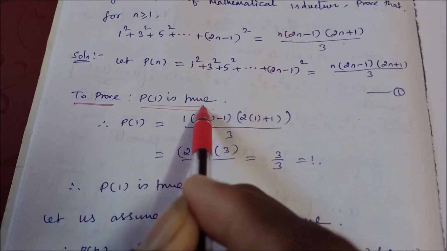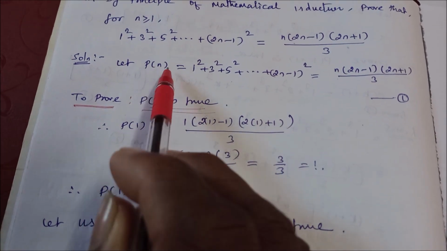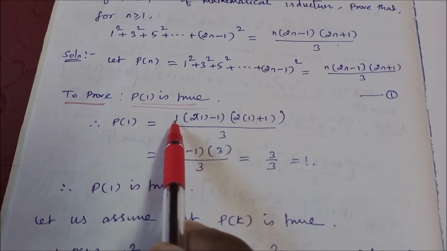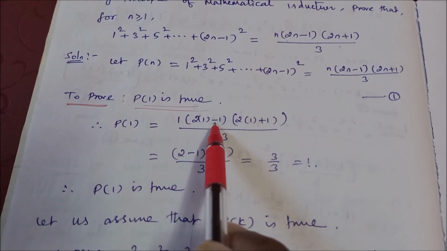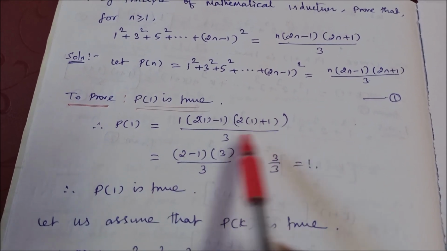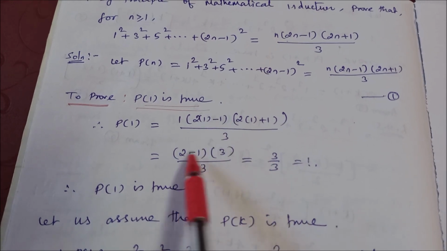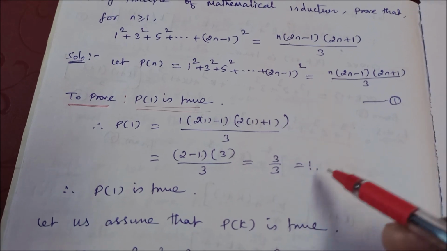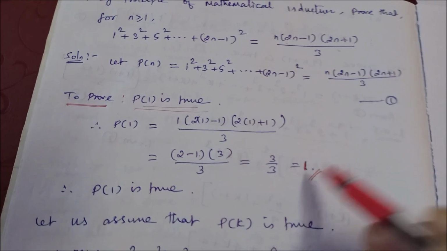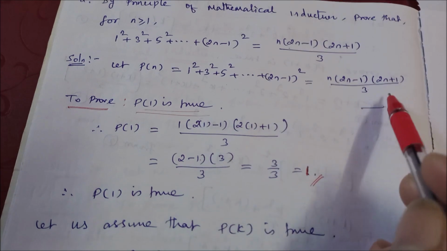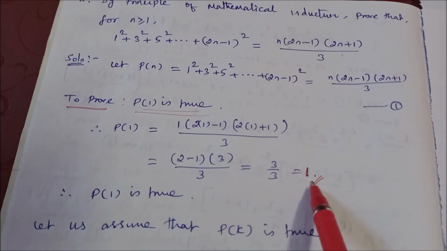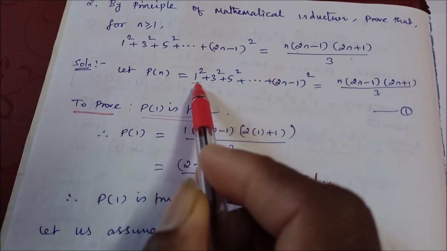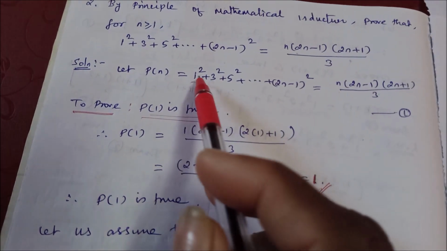So P of 1 is true for the nth term. For the RHS term of P of n, replace n by 1: 1 into 2 into 1 minus 1, 2 into 1 plus 1 by 3, so 2 minus 1 is 1, 3 by 3, equal to 1. The nth term of P of 1 is 1 and also the first term is 1. It is clear that the nth term is 1 and the first term is 1.